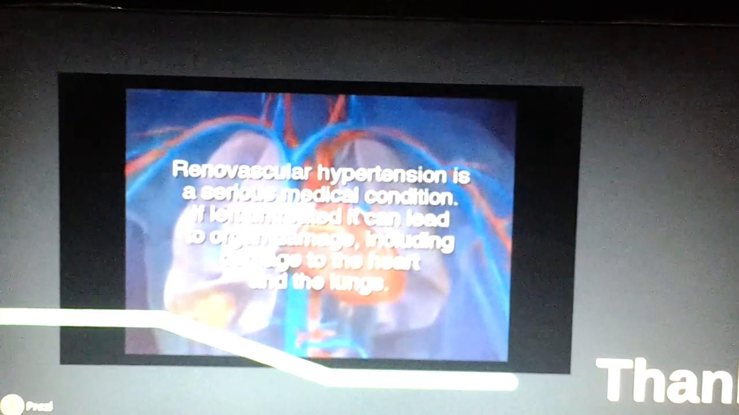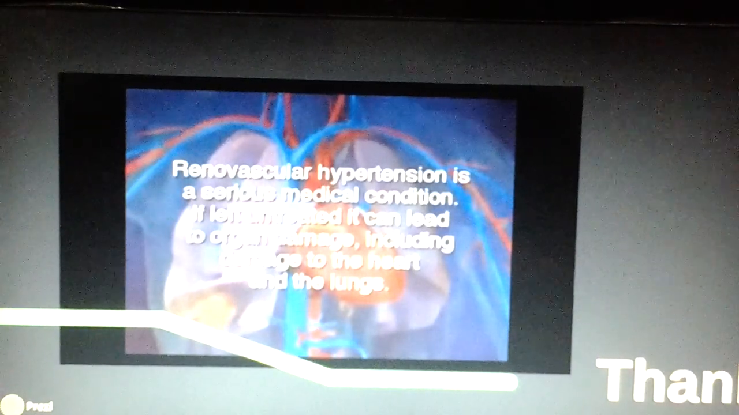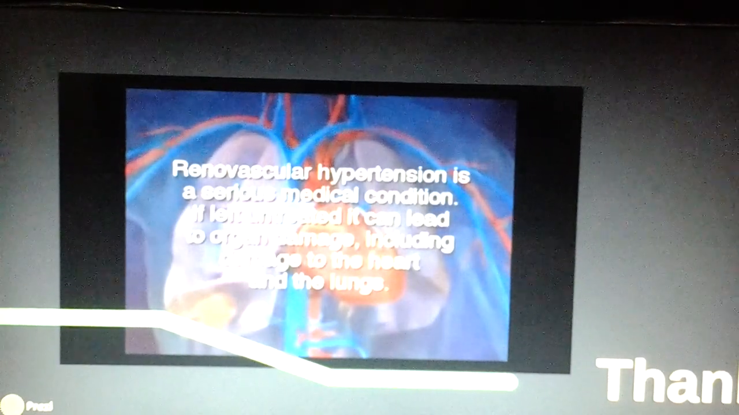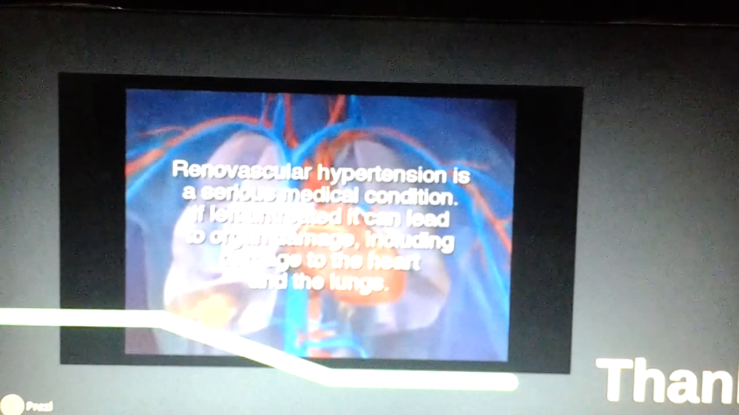Renovascular hypertension is a serious medical condition. If left untreated, it can lead to organ damage, including damage to the heart and the lungs.